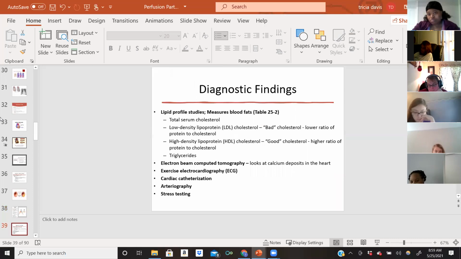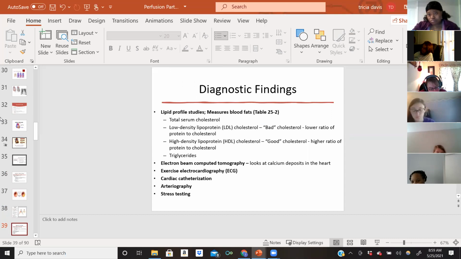So what kind of diagnostic findings are we going to look at? Well, we definitely want to look at our lipid profiles. We want to look at their cholesterol. We want to see the fat that's in the blood. So we're going to look at their total serum cholesterol. This is the total of the LDL, the HDL, and the triglycerides all together.